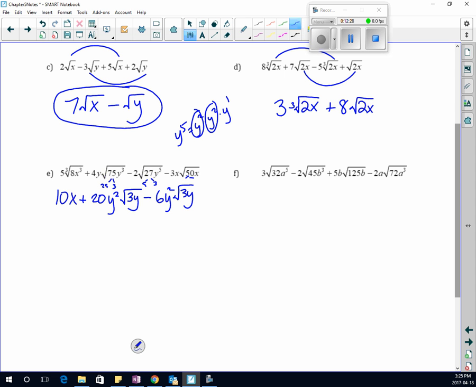50 is 25 times 2, so I can take a 25 out, and that's a 5. So minus 15x root x. I can't take out that. So again, don't be combining things you can't combine. Does everybody see? This x is like this x, and this is not like. So 10x minus 15x root x. And then the only thing I can combine is the 20y squared minus the 6y squared, which is 14y squared root 3y.